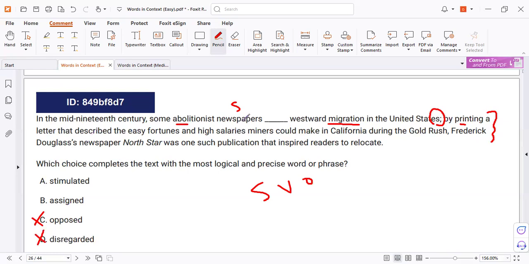And of course, the newspaper does not assign migration. How assign immigration? Do you know assign? Assign like I'm giving you homework. I assign you, I give you a harder task to do, instead of or in return for a reward or good marks, to give a job or duty. How does this paper give a job to the migration object? So it's wrong. But stimulate, what does stimulate mean? Support, urge, encourage, stir. That's the point.